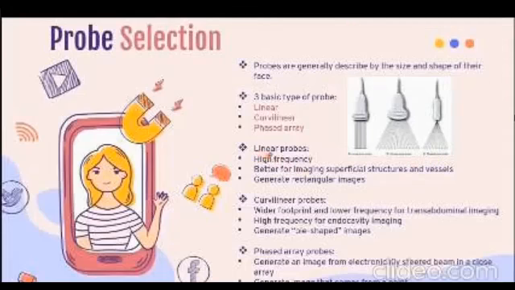Firstly, linear probes, also called vascular probes, generally have high frequency, are better for imaging superficial structures and vessels, and also generate a rectangular image on the screen. Secondly, curvilinear probes have a wider footprint and lower frequency for transabdominal imaging, and higher frequency for endocavity imaging, and also generate a pie-shaped image. And lastly, phased array probes generate an image from an electronically steered beam in the array, an image that comes from a point, and also generate a pie-shaped image.